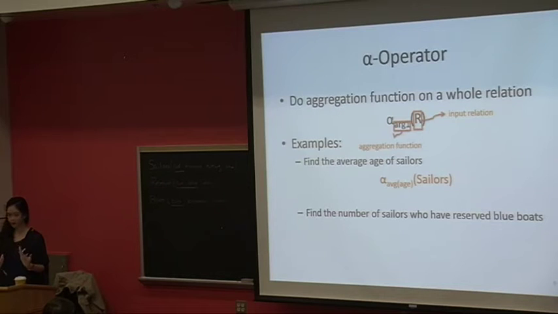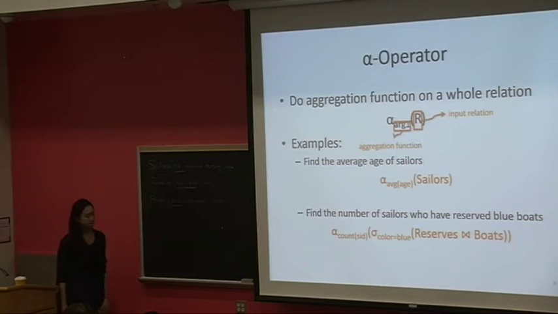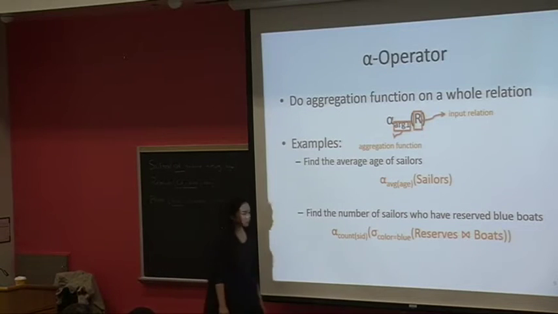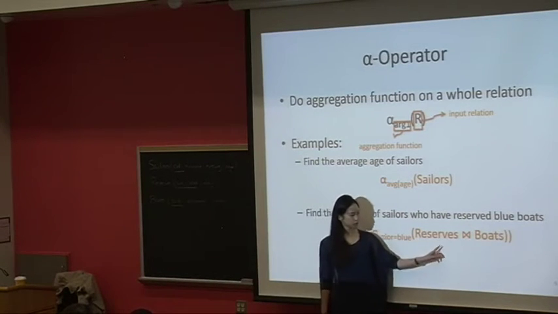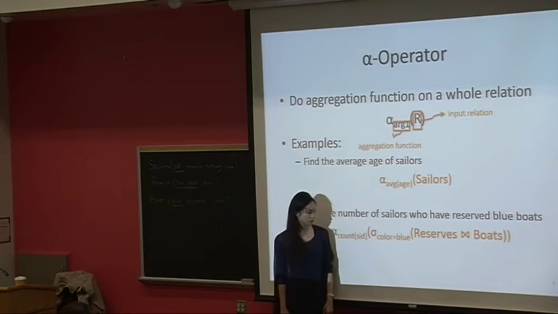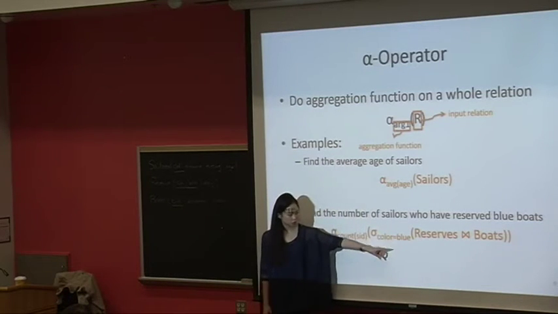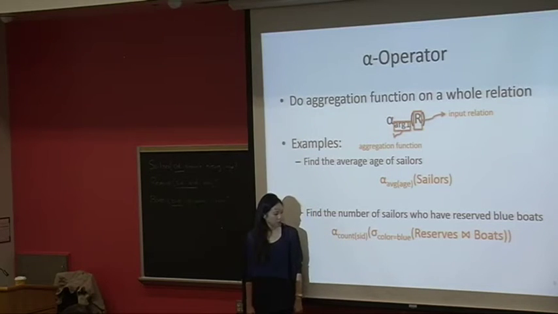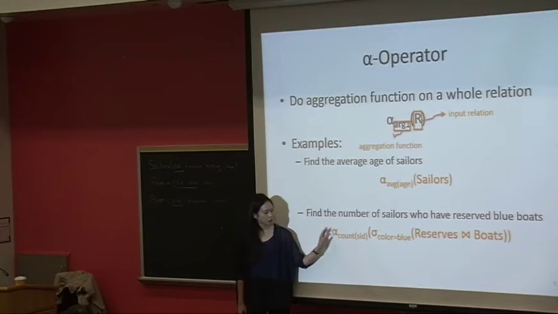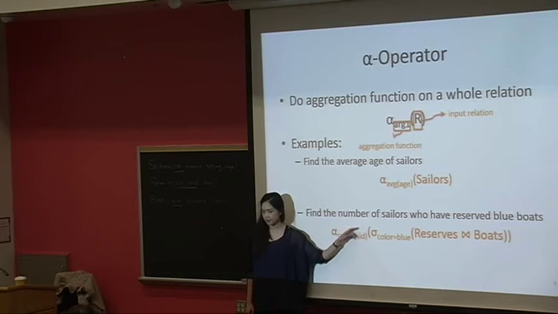Do a join between them, right? How do we get blue boats? Selection. Okay, so the answer should look like this. We take a natural join between reserves and boats. Take the selection of the color, which is blue. Finally, we just say we want to count the SIDs.